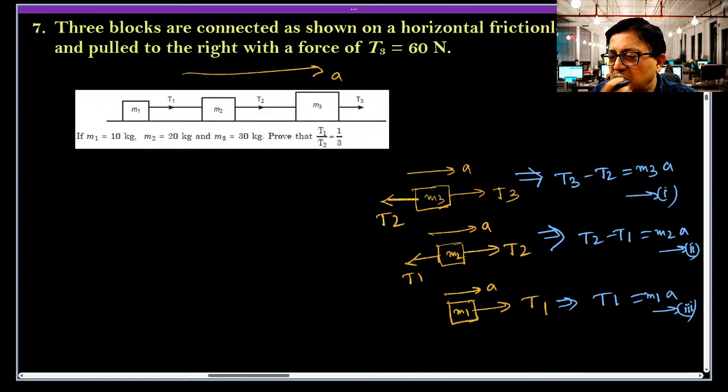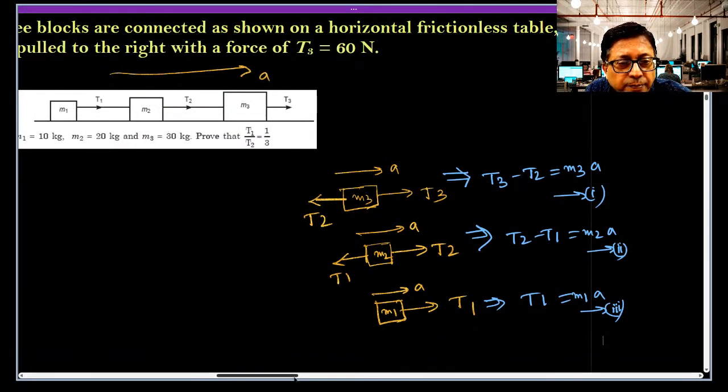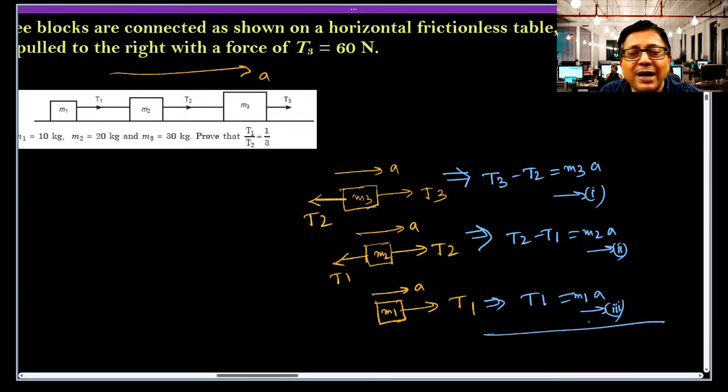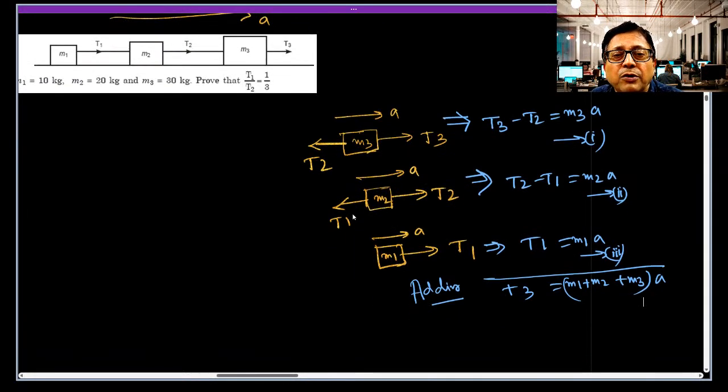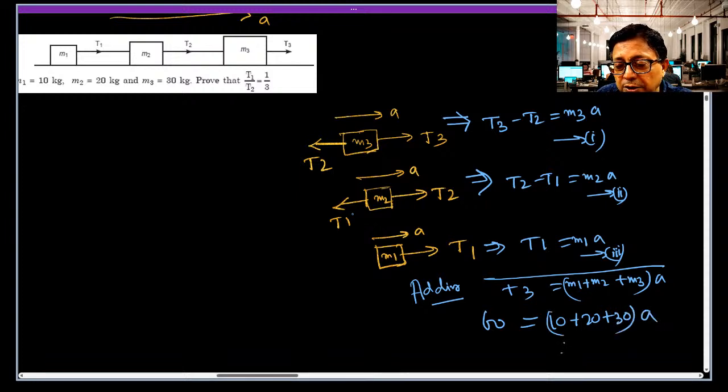I have written all 3 equations. You understand? Now for this kind of problem, normally all the tensions get cancelled. Yes, if you add, only T3 will be there. T3 is given now. You just add. Adding, T3 equal to (M1 plus M2 plus M3) into a. Clear? So if you put the value of T3 as 60, and these are 10, 20, 30, a will be 1 meter per second square.